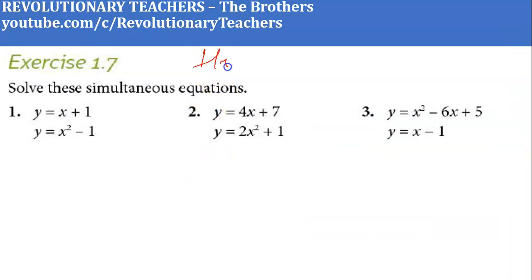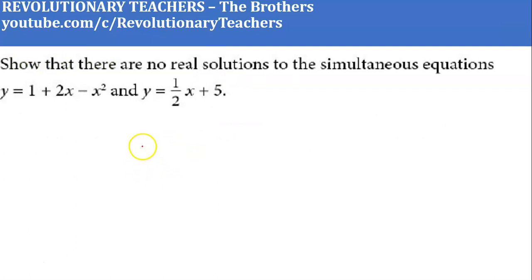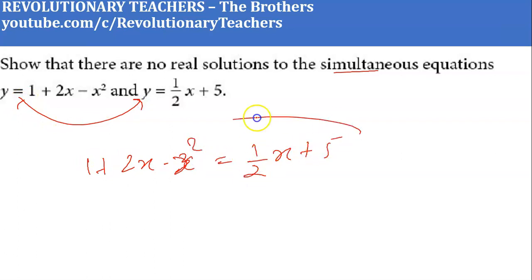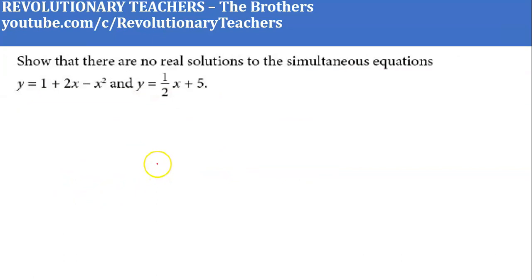These are your homework questions, children. Solve them. Show that there are no real solutions to the simultaneous equation, right? You compare these two. Okay, 1 plus 2x minus x square equals half x plus 5. Solve this.